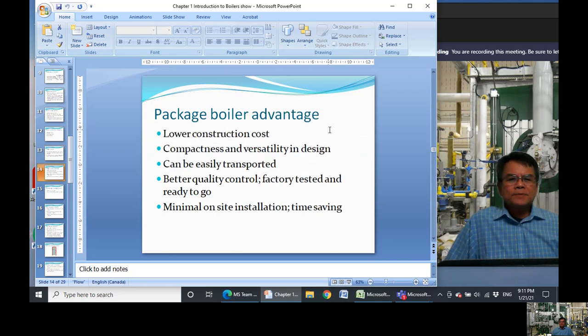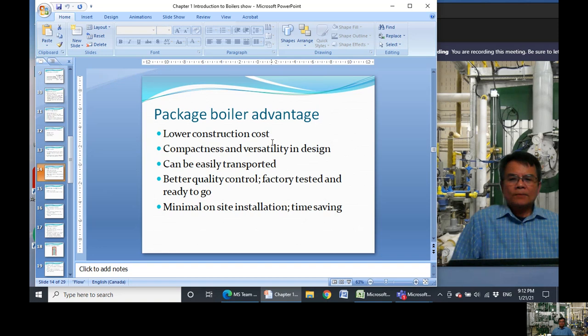Okay. Now, if you build everything in the factory, there's no traveling involved. Your workers can build it while they're in the shop, where everything is there. You put everything together, and the construction cost is a whole lot lower.